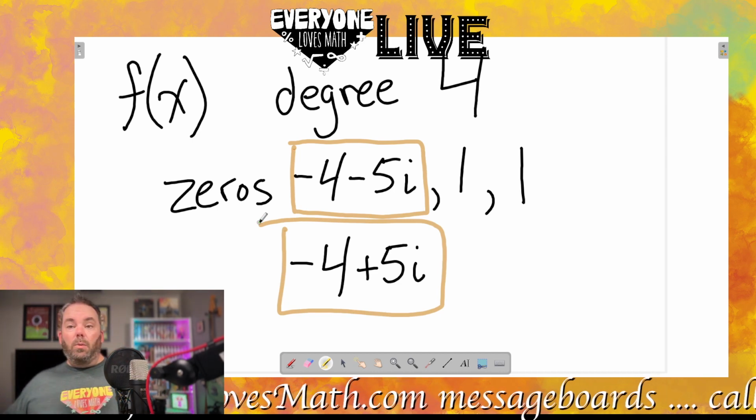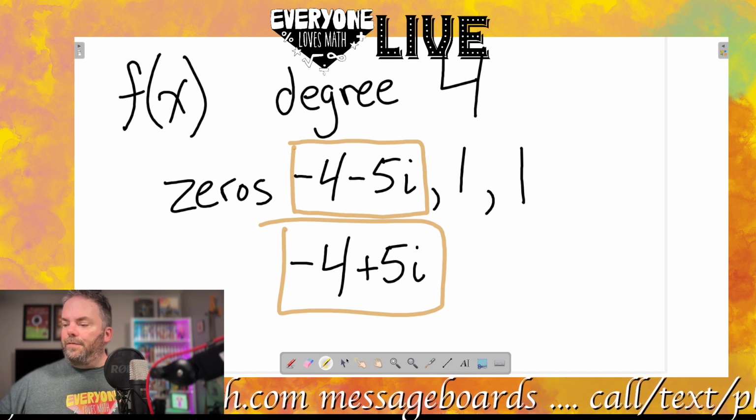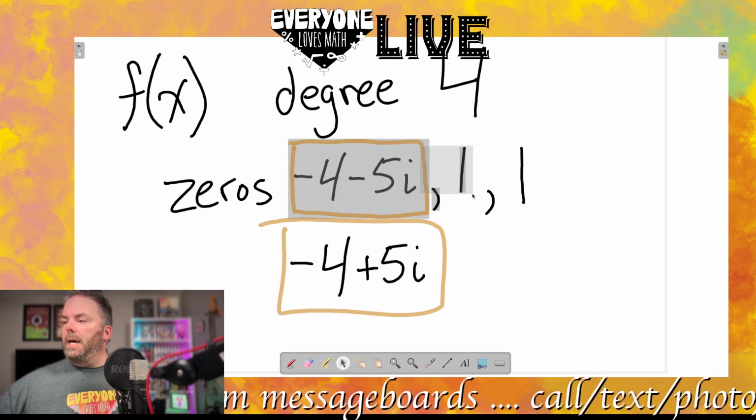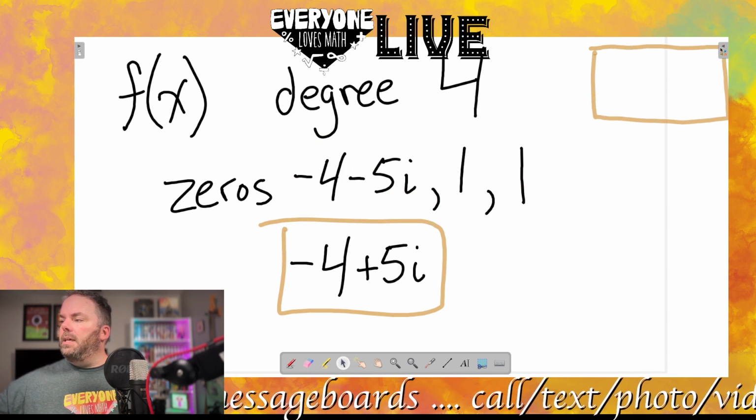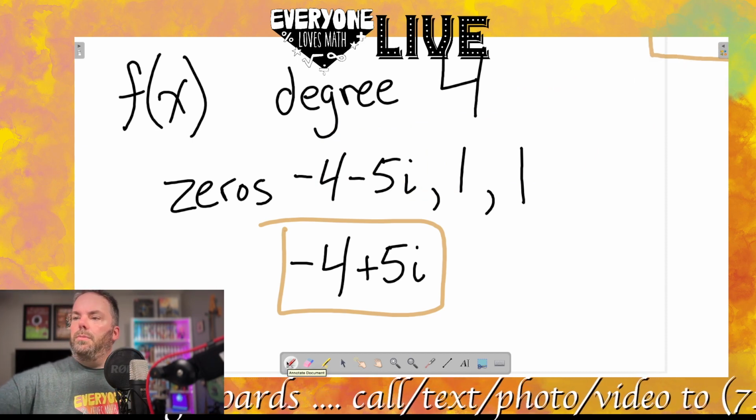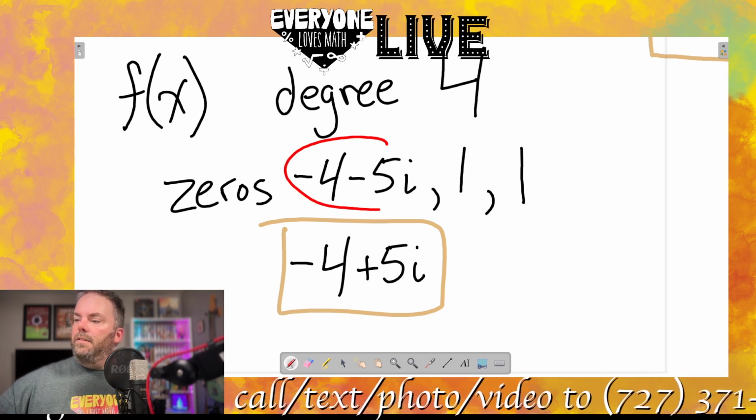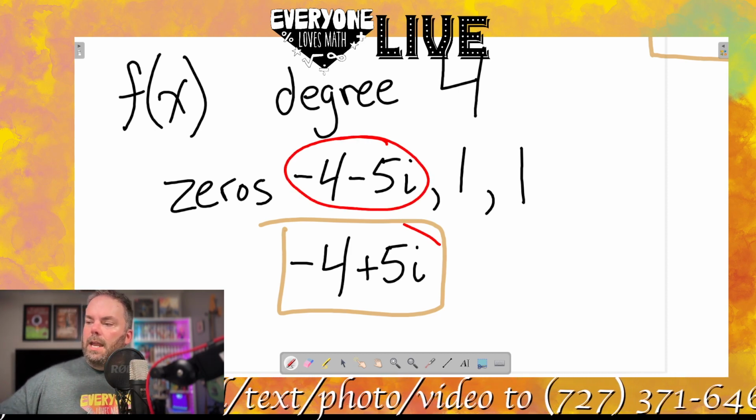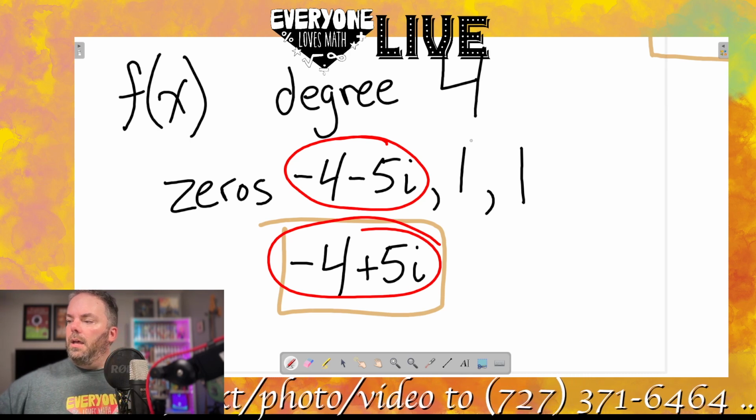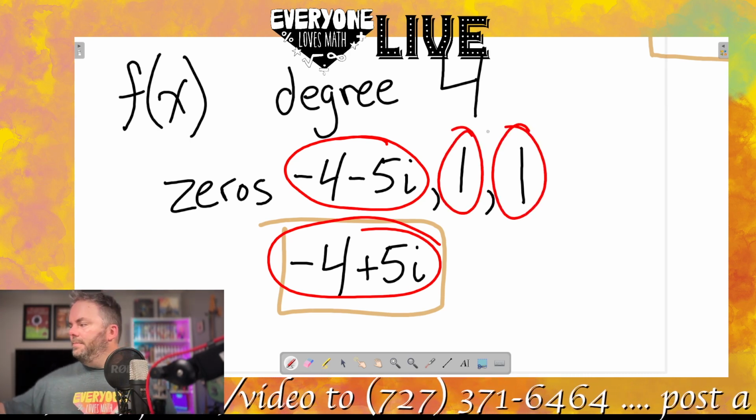Okay, and by the way, remember when we said this was 4th degree? This was a degree 4? Well, let's go back and look at it. Does this have 4 zeros? You better believe it has 4 zeros. Those 4 zeros are negative 4 minus 5i, negative 4 plus 5i, 1, and 1. Those are the 4 zeros.